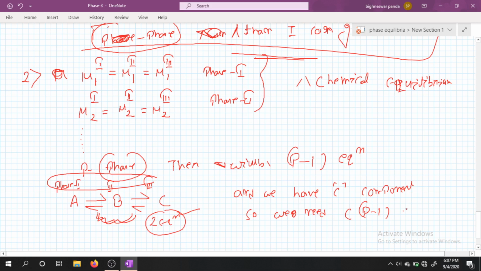So now we are going to calculate degree of freedom, that will be equal to number of variables that should be specified minus number of equations.